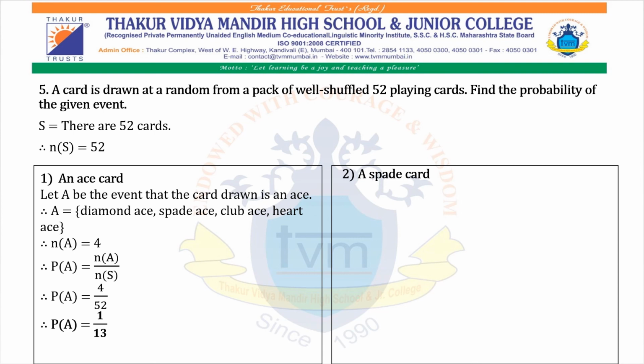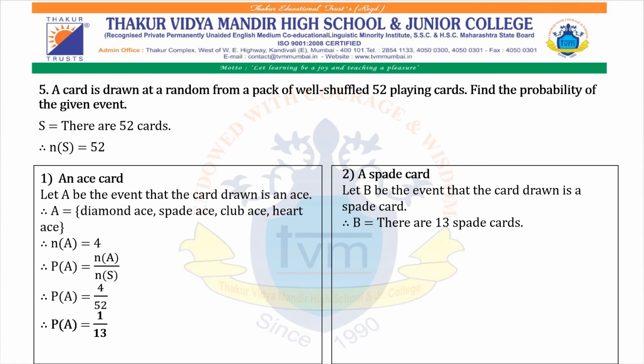Second event, a spade card. Let B be the event that the card drawn is a spade card. Therefore, B is equal to, there are 13 spade cards. So, n of B is equal to 13. Therefore, P of B is equal to n of B upon n of S, that is 13 upon 52. Therefore, P of B is equal to 1 upon 4.